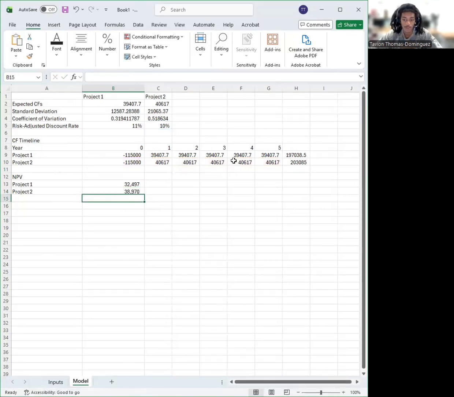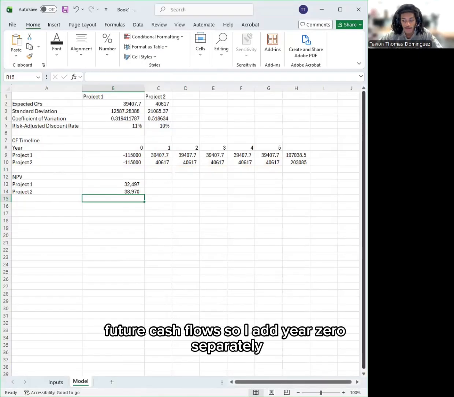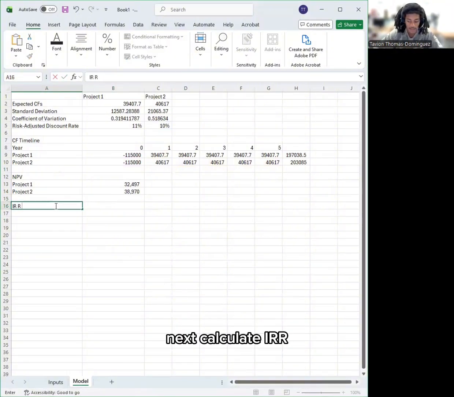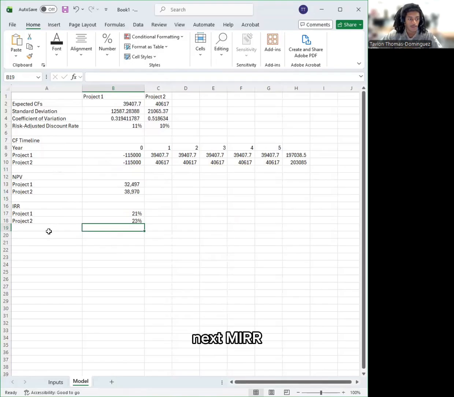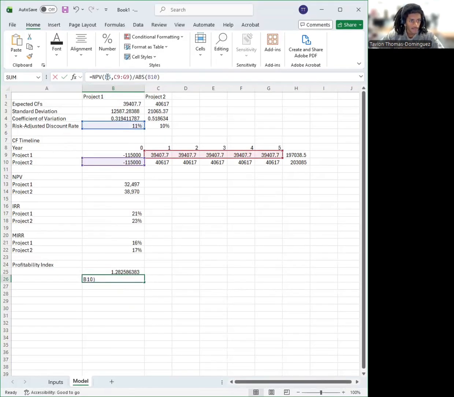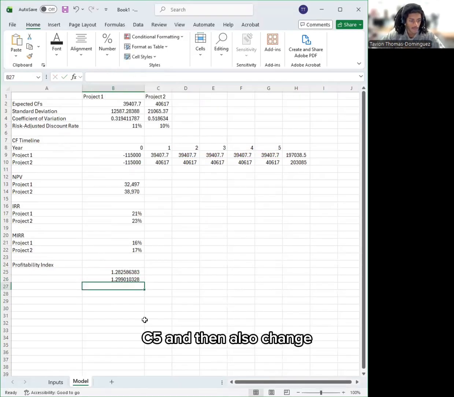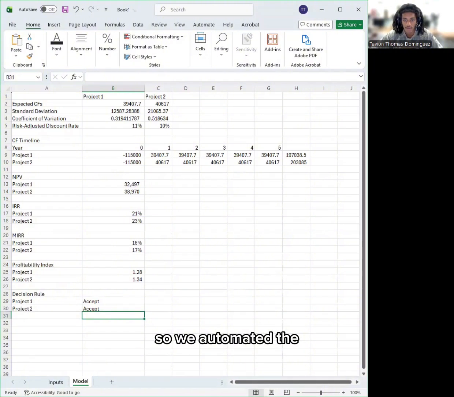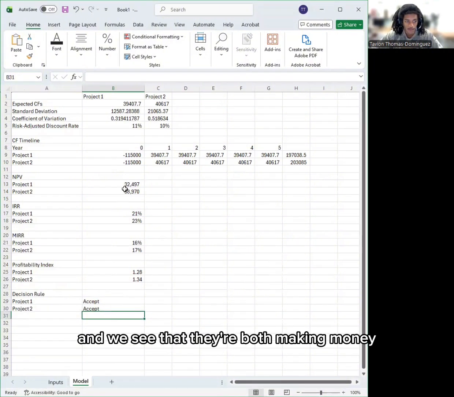So Excel's NPV only discounts future cash flows, so I add year zero separately. Next, calculate IRR. Next, MIRR. This, we just need to change the rate. C5, and then also change this to C10. So we automated the decision and we see that they're both making money.